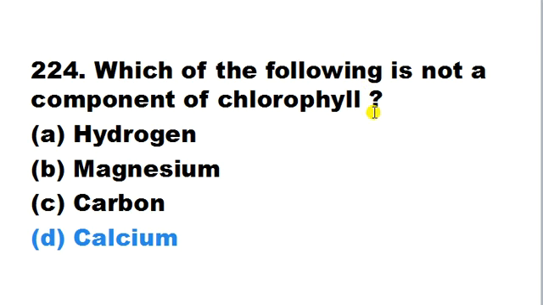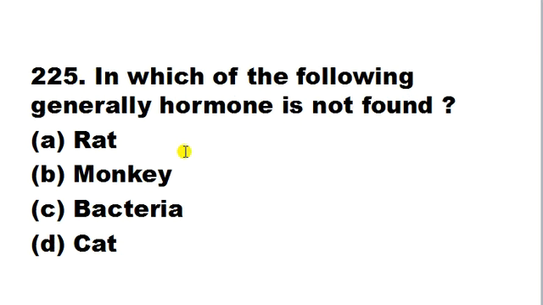In which of the following is hormone generally not found? A. Rat, B. Monkey, C. Bacteria, D. Cat. Its correct answer is C. That means bacteria generally don't have hormones. Why? Because it is a single cell. Bacteria is a single cell microbe, and it does not have any hormones, or any machinery to produce hormones. So it's a correct answer. Bacteria doesn't have any hormone.